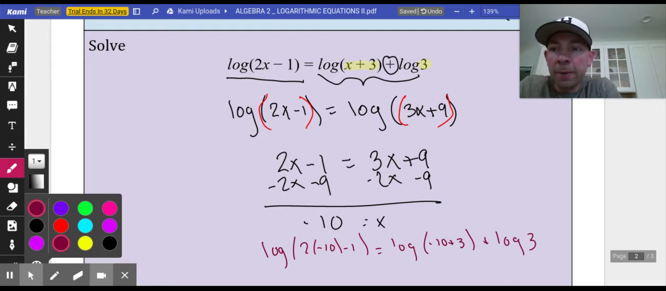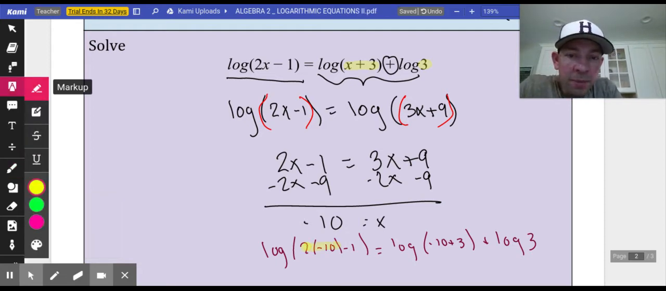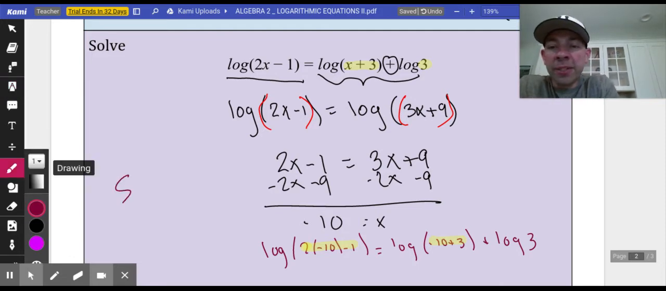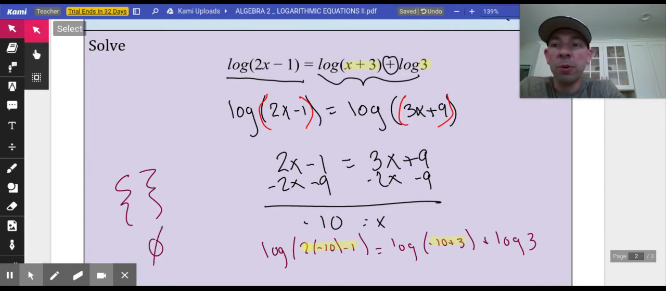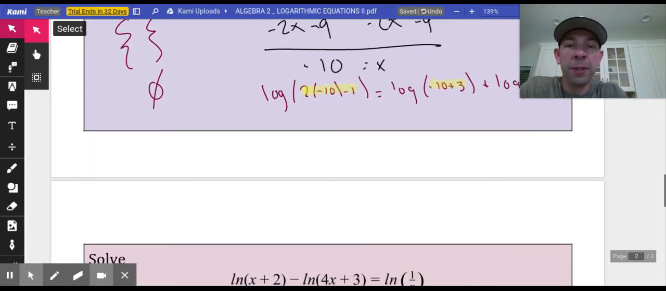What you're seeing here, this comes out to be negative 21. This turns out to be negative 7. So that is cause for rejection right there. We're going to reject the only proposed solution we had, and we're going to say empty set, or the empty set symbol. Either one of those notations indicates empty set. There's no legitimate solution, unfortunately.